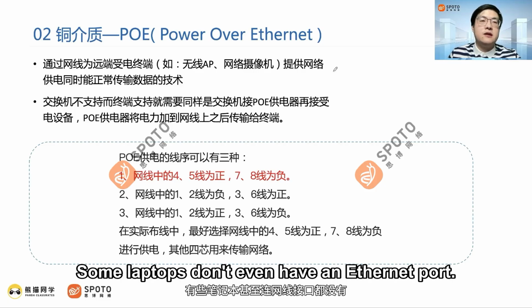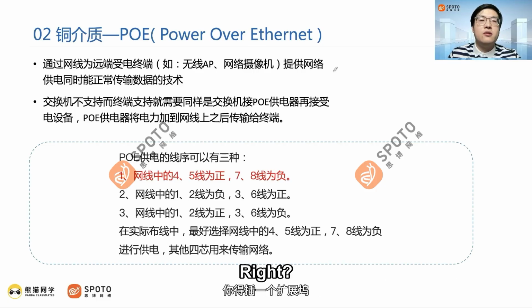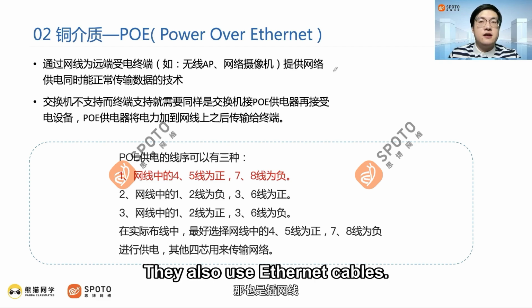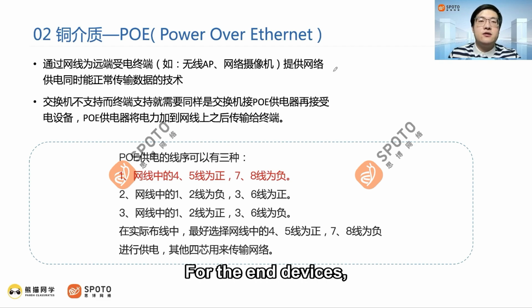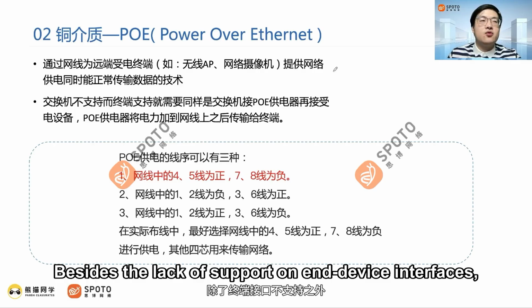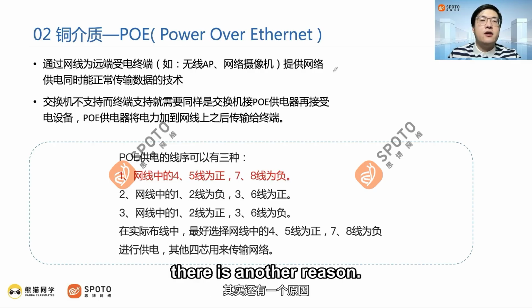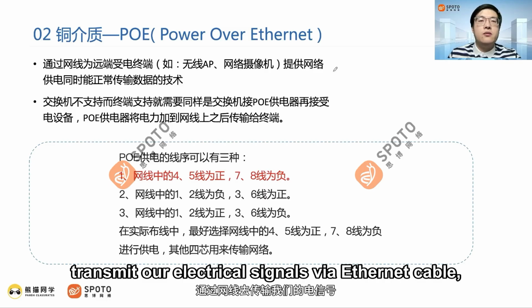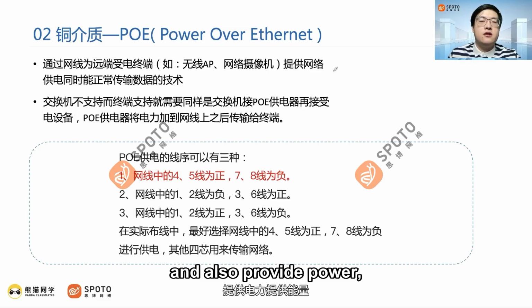Some laptops don't even have an Ethernet port. You need a docking station. What else? Like some surveillance cameras, they also use Ethernet cables. Fiber has some limitations for end devices. Besides the lack of support on end device interfaces, there is another reason. As we covered PoE technology in the last lesson on network devices, some devices receive power while transmitting electrical signals via Ethernet cable. It provides energy.